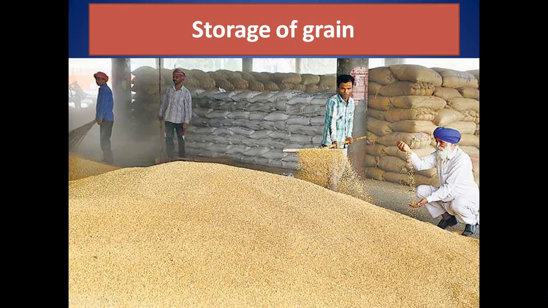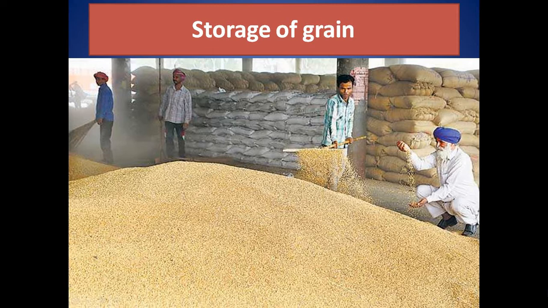Storage of grain. Storing the harvest crop safely is as important as increasing the production. What steps are taken for this purpose? The grain is dried well in the sun and filled in sacks. The sacks are then stocked in the house or after selling in warehouses or shops.